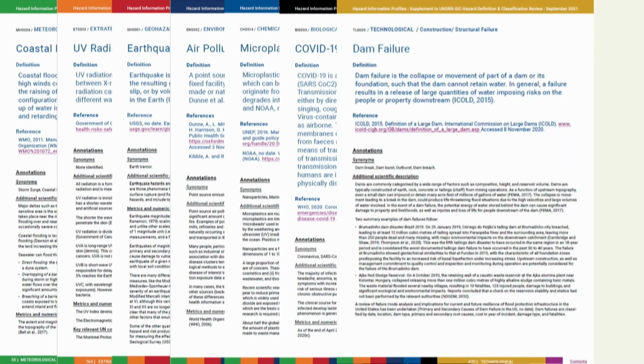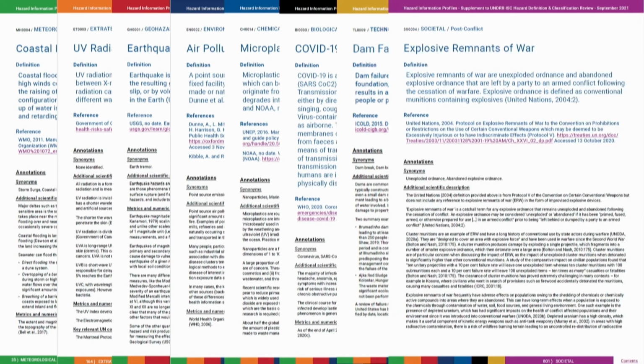Dam failure comes from the definition of the International Commission on Large Dams, a really important one if we just think about the terrible dam failure that occurred in North Africa last year, where a lot of people lost their lives. And finally, we just thought we'd add explosive remnants of war. This comes from the United Nations, their network, this definition. So you can see the range of these different types of hazards, and their definitions are really important and how we found the information.